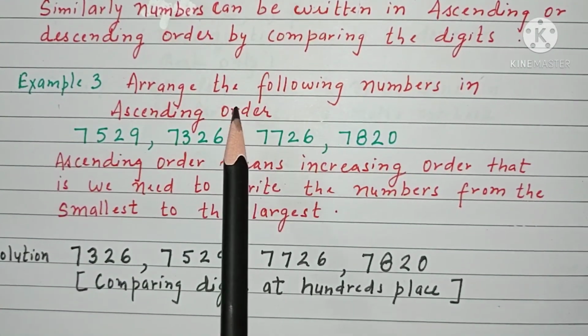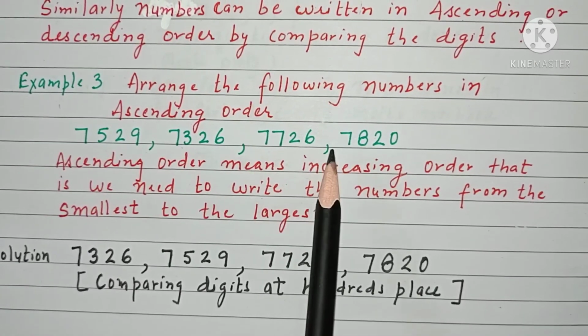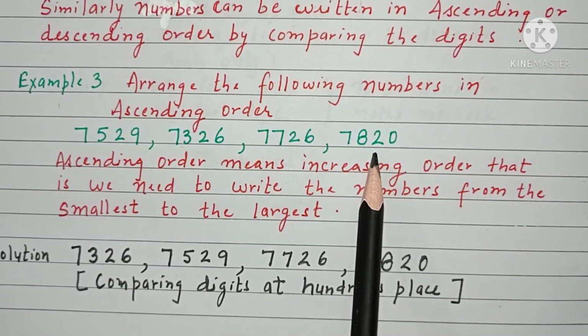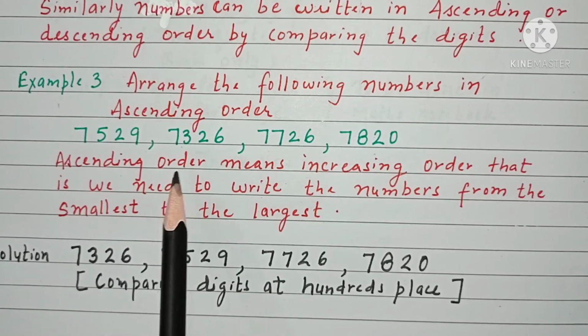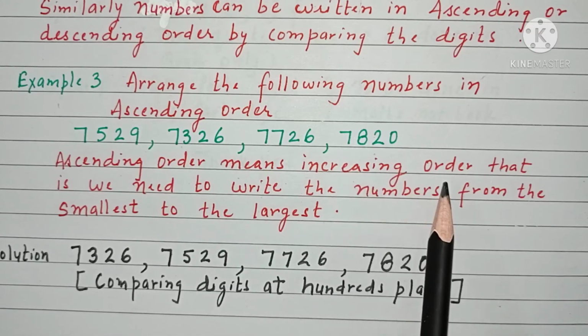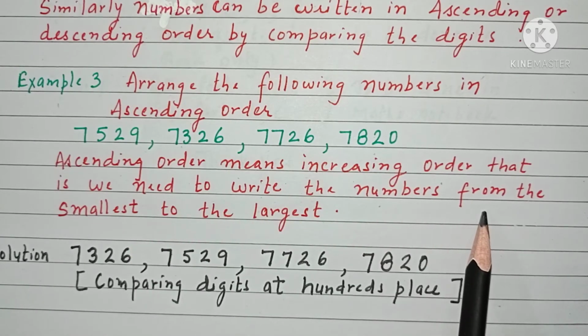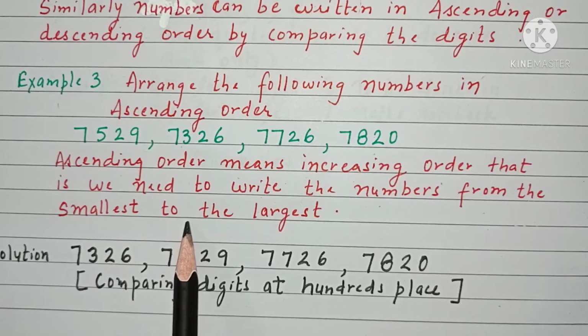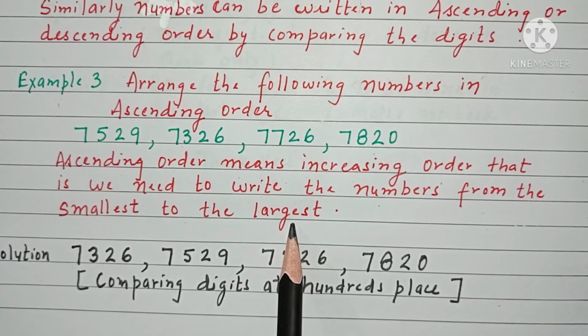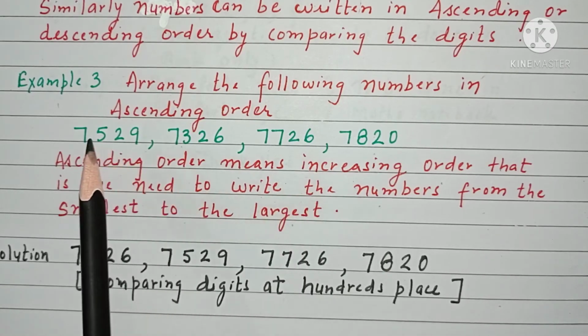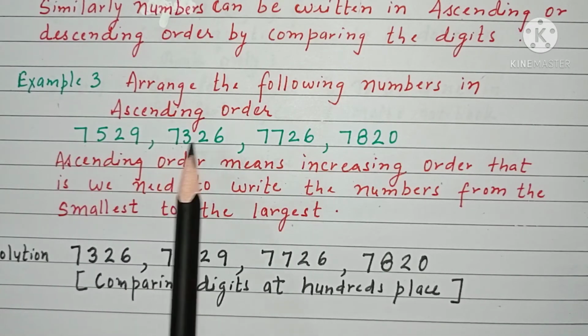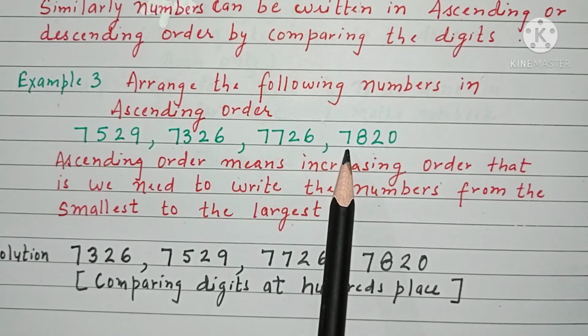We have to arrange the given numbers in the ascending order. Students, ascending order means increasing order. That is, we need to write the numbers from the smallest to the largest. Now, we will just see which number is the smallest here. First of all, compare the thousands place. The thousands place is same everywhere in all the 4 numbers. Now, we will compare the hundreds place.